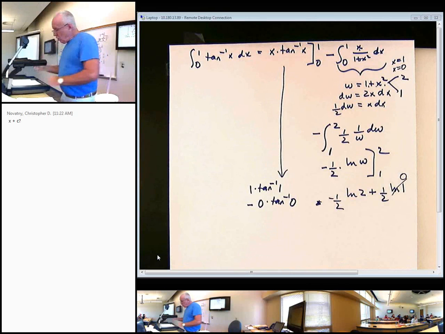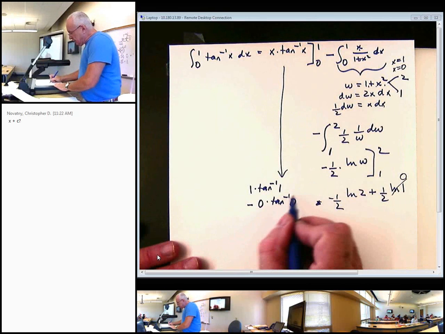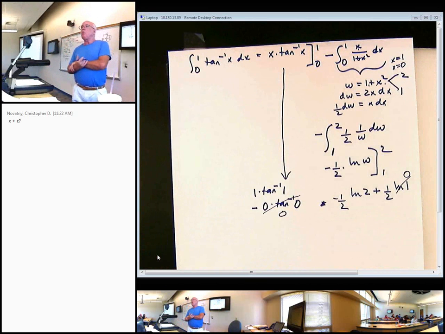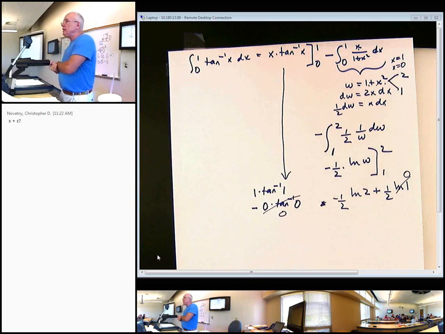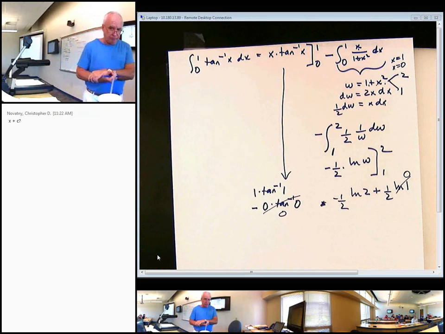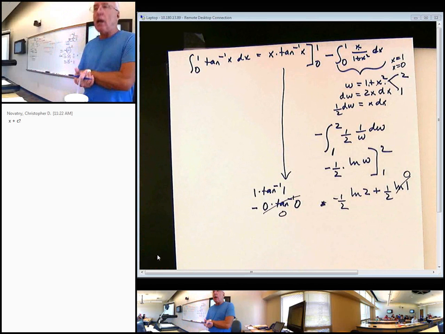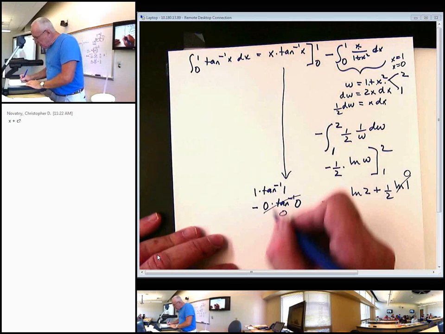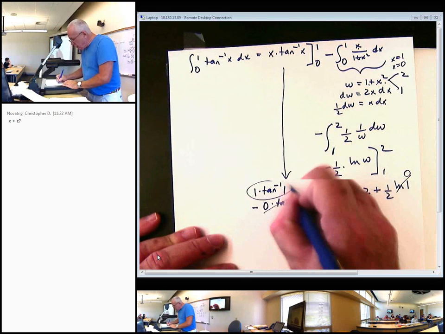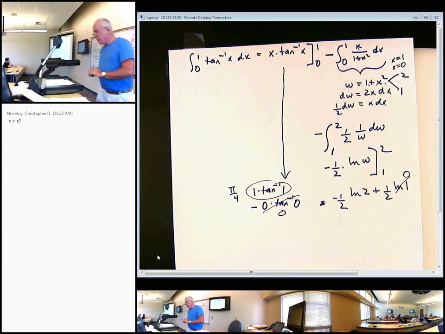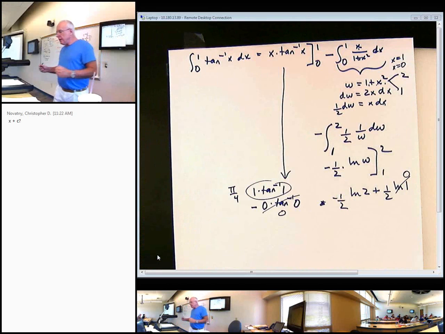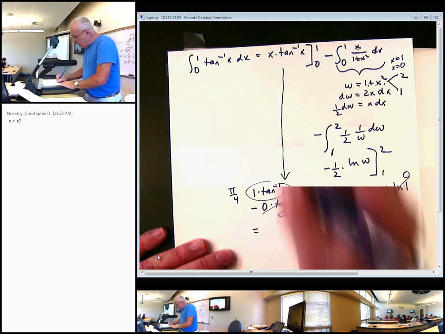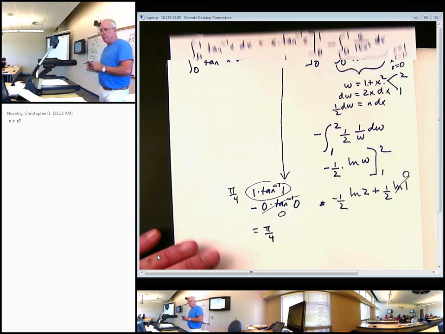Okay. 0 times the tan inverse of 0, of course, that's all 0. What angle is the tan inverse of 1 equal to? Pi over 4, right. The tangent of pi over 4 is equal to 1. So this is equal to pi over 4. So let me just write out now my final answer here for this definite integral. For that first part, I just come up with pi over 4.